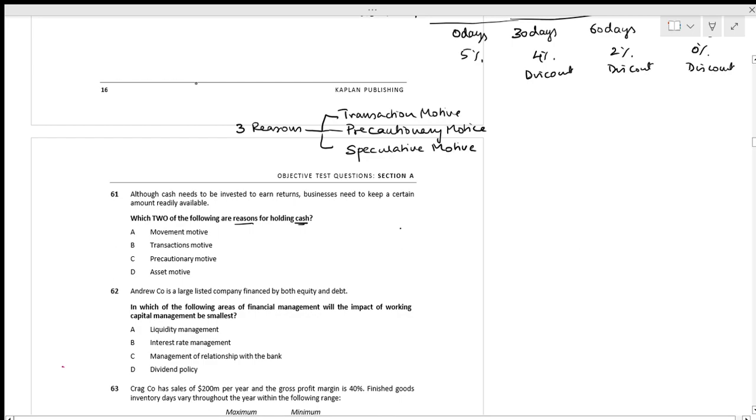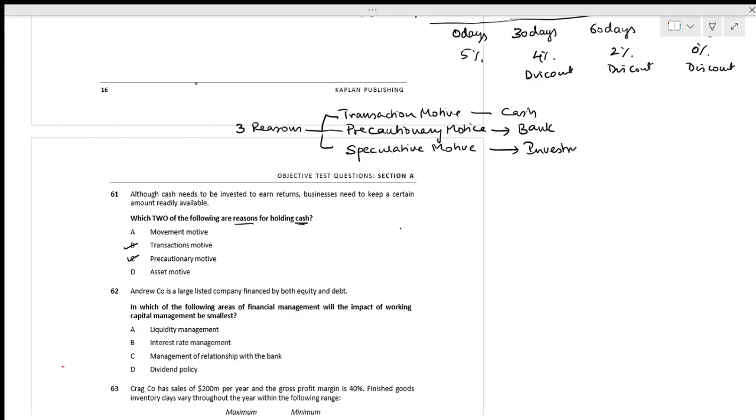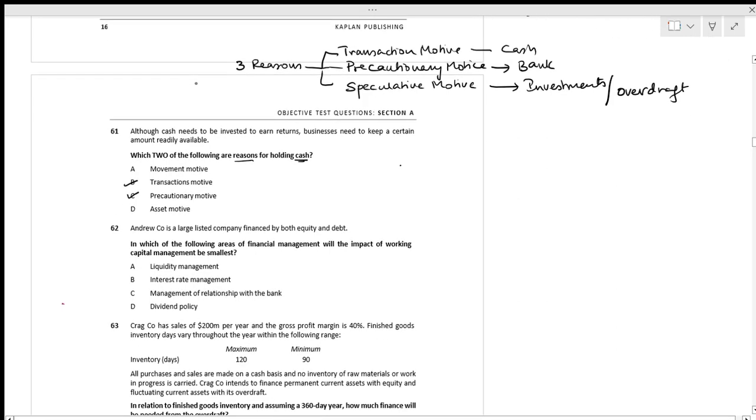Now, which two of the following are the motives? Transaction motive and precautionary motive. Transaction motive is keeping cash as such. Precautionary motive is keeping the cash in the bank, and whenever we need, we will withdraw. Speculative motive is making investments, or if you need, taking an overdraft for short term. So there are three motives: transaction motive, precautionary motive, and speculative motive.